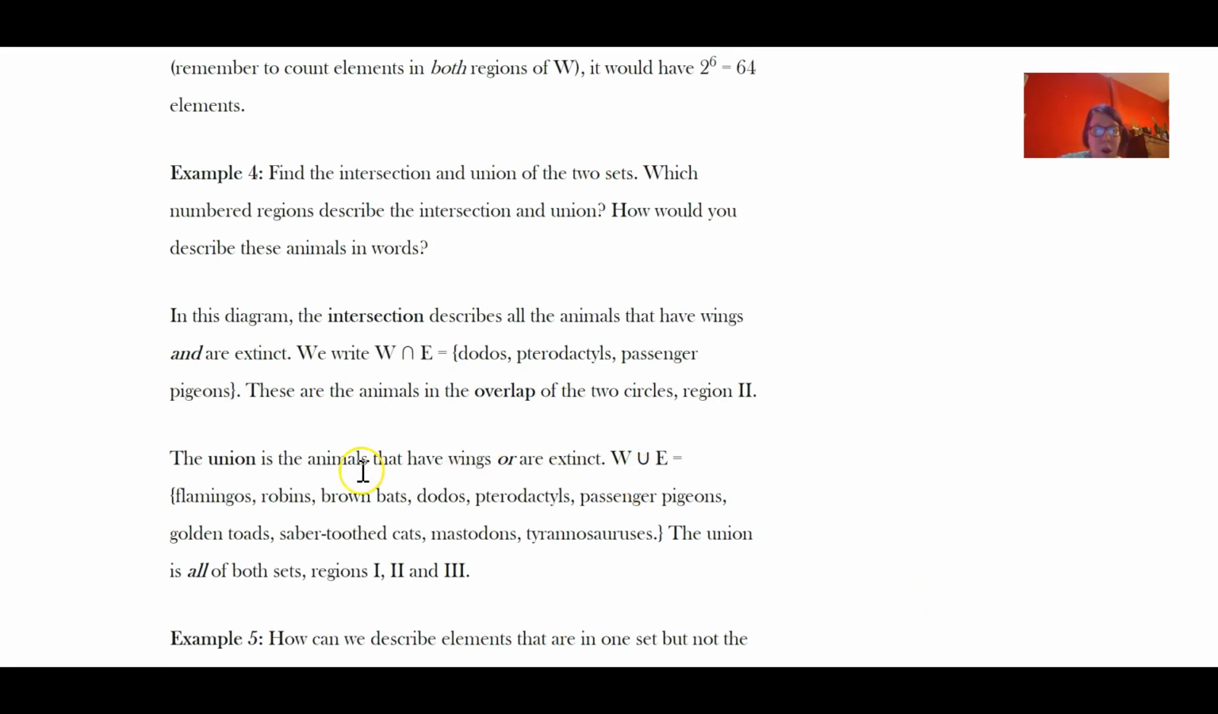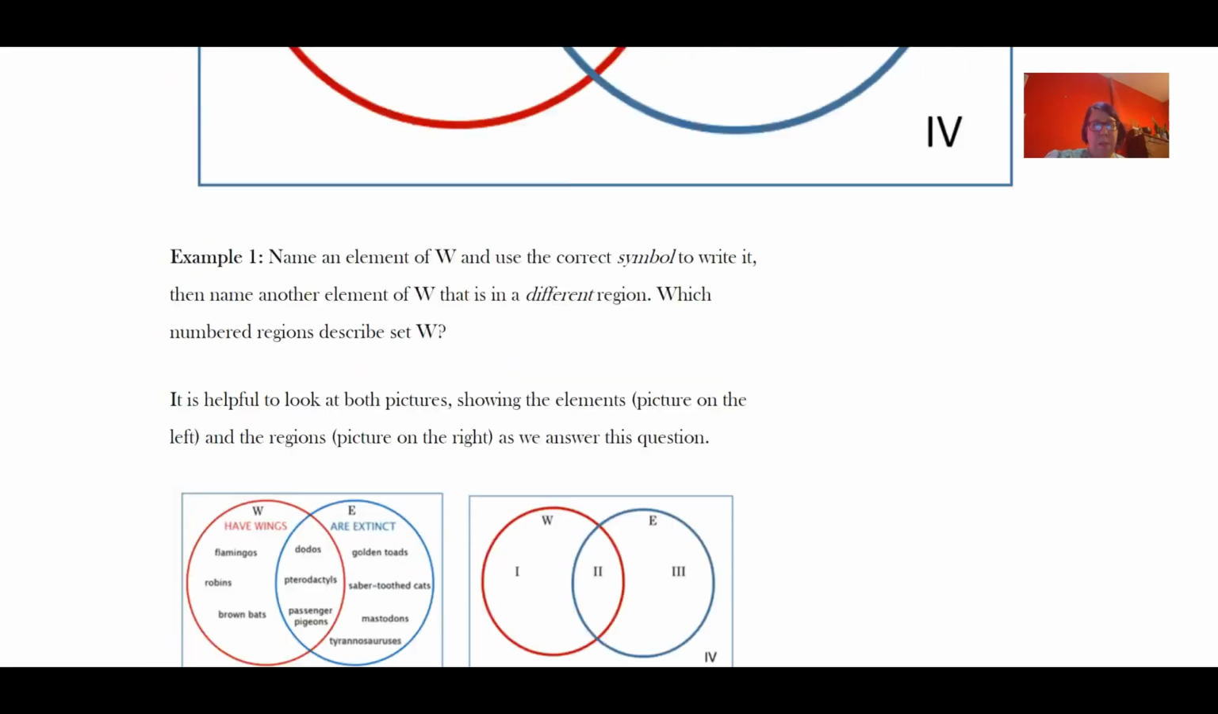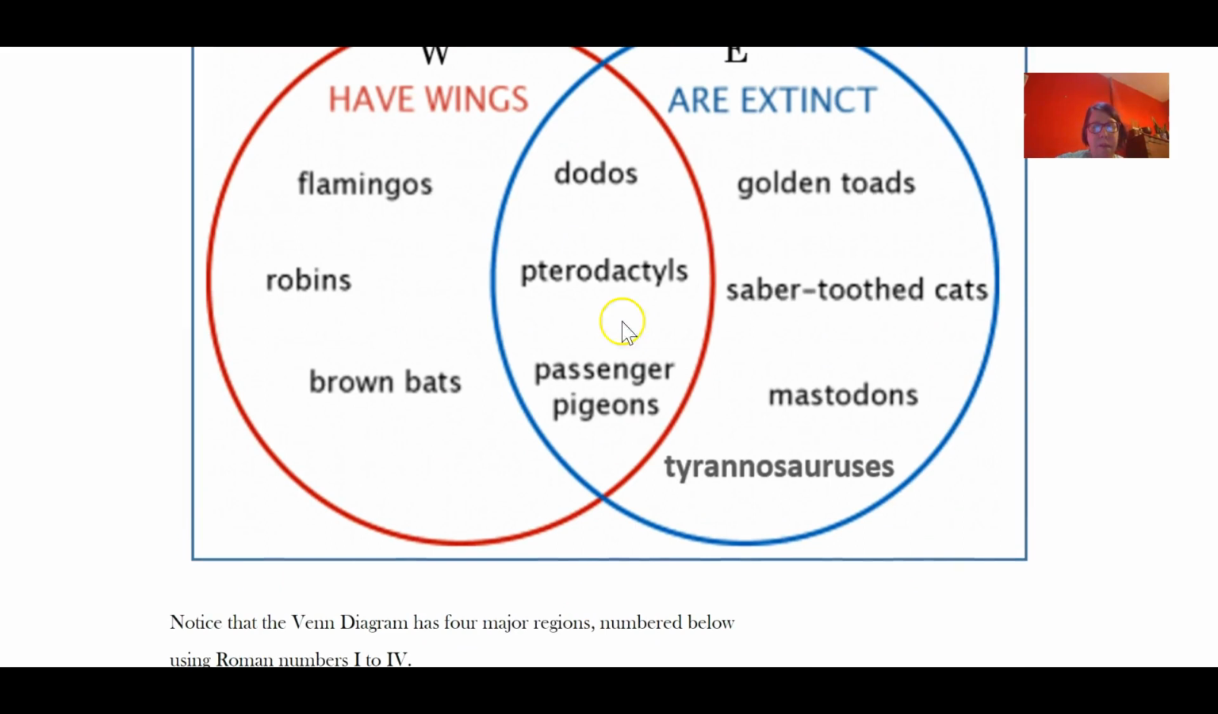The union is all the animals that have wings or are extinct. So W union E, that's all of them. It's all of the things in regions 1, 2, and 3. And that means flamingos, robins, brown bats. Let's look back at the top. All of these animals, in fact. That's the union. Not anything out here if it were out here, but all of these animals.